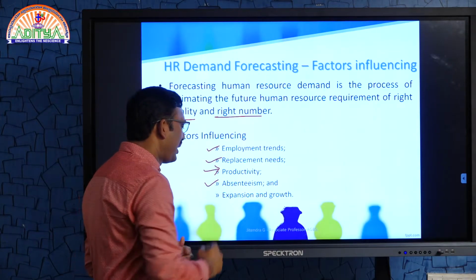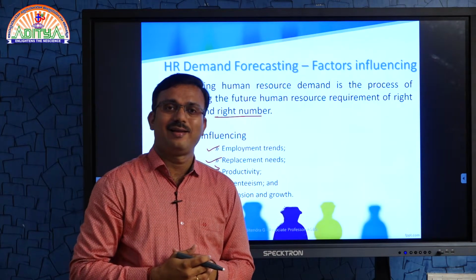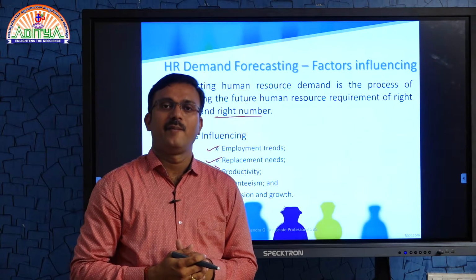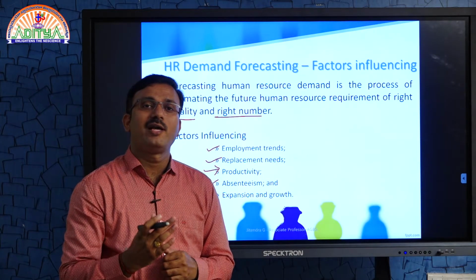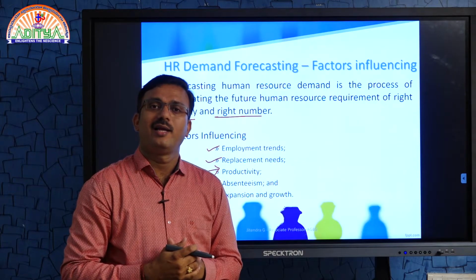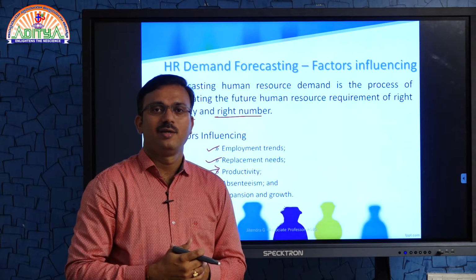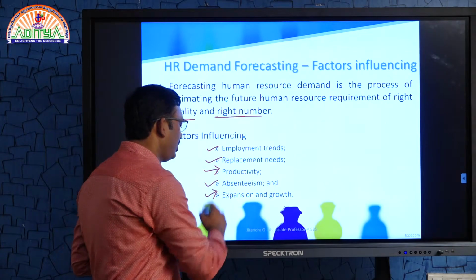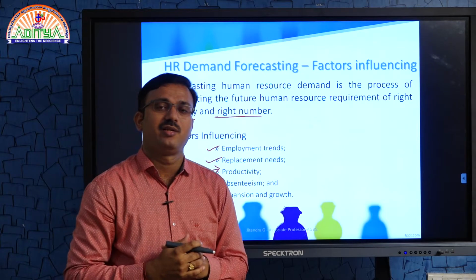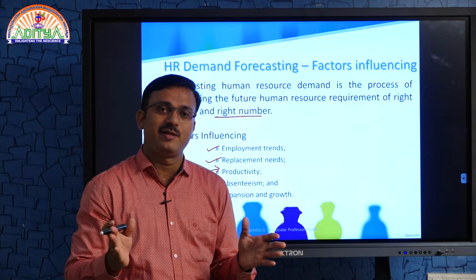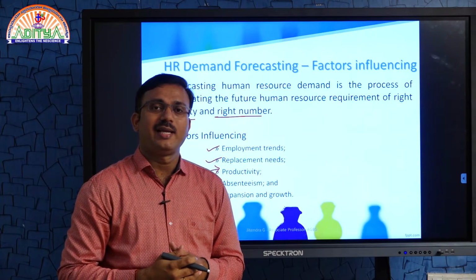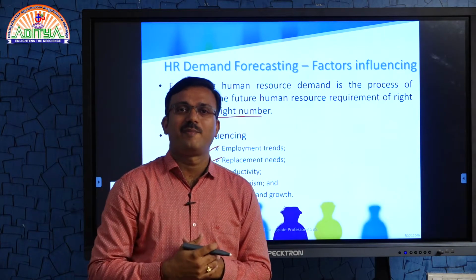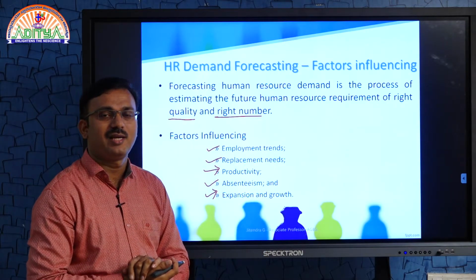Next, absenteeism. Sometimes employees are regularly absent in the organization for one reason or another, especially in production oriented organizations. Because in production oriented organizations the employees are not well educated, they are frequently absent from duties. That is why the absenteeism rate also we are going to consider. The last one is expansion and growth. Just now we talked about expansion and diversification. Whether the company wants to expand their business or develop their business in other areas. If the company wants to expand their business, definitely there is a requirement of more manpower. These are the various factors which influence demand forecasting.